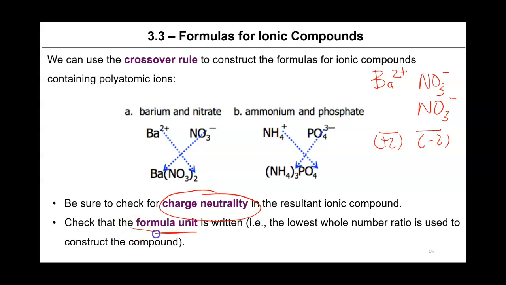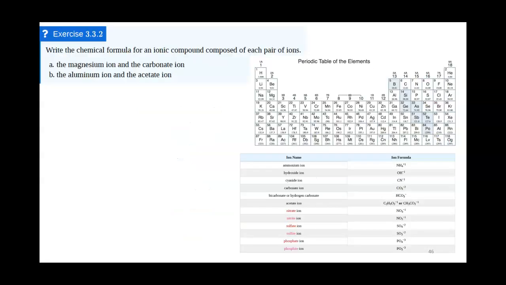The other thing that we should always check is that we have the lowest whole number ratio of ions, that we can't simplify by dividing through by some factor. So let's have a little bit of practice here. It says write the chemical formula for an ionic compound composed of each pair of ions.